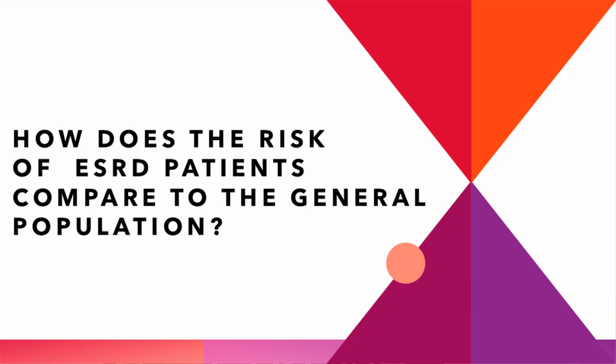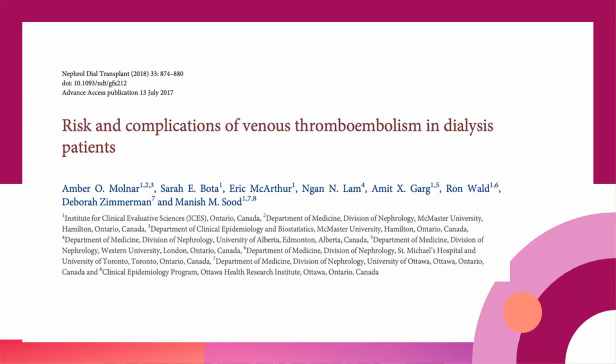And so we know that patients with CKD are at increased risk of clots. ESRD itself, or dialysis for these end-stage renal disease patients, didn't decrease the risk of clots, but what about these patients compared to the general population? There was a large retrospective cohort study in Canada in 2018 that included 70,000 adult incident dialysis patients, age and sex matched to the general population. And the goal was to determine, like it says, the risk and complications of VTEs in dialysis patients.